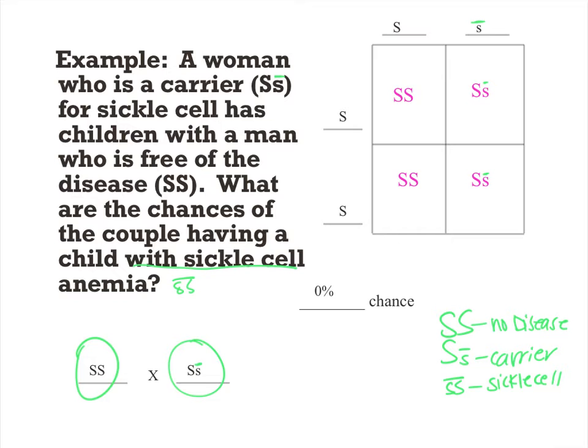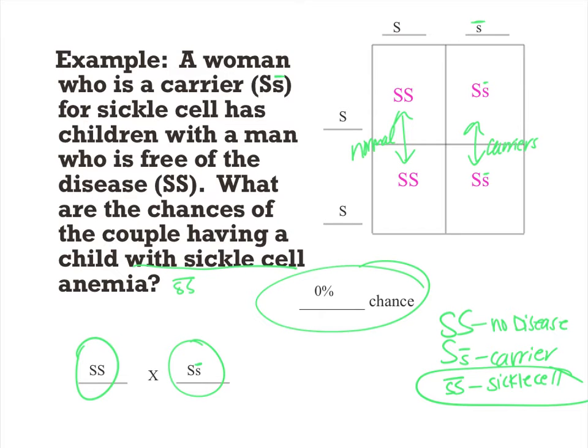Okay, so I'll have two. These two will be normal. They'll be free of disease. And these two will be heterozygous carriers. The question asks, what are the chances of the couple having a child with the disease, which is little s, little s, and that will be a 0 chance.